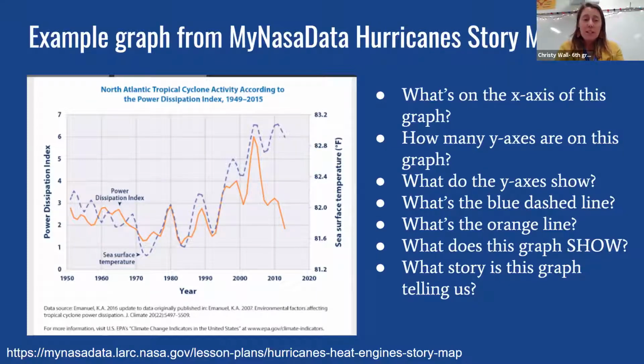All of them recognized the year. Okay, I see the year, right? A lot of them recognized sea surface temperature. We've been talking about that in science. Nobody had any idea what power dissipation index meant. The double axes were very confusing. So if I just showed my students this graph, and I didn't start by asking about the X and Y axes, they would probably be really confused and they would probably just shut down.